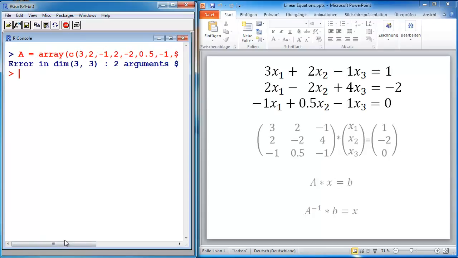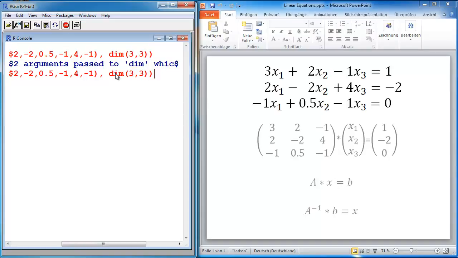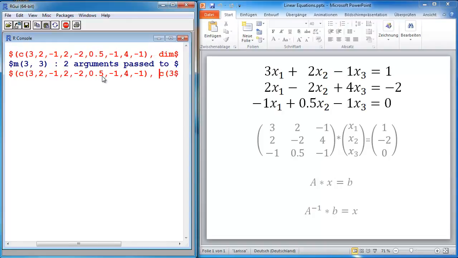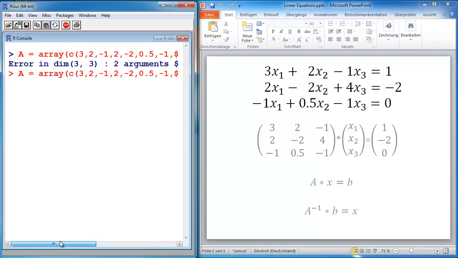What did I do wrong? Oh, this notation was wrong. It's dim equals to vector 3, 3, or you can just write it this way without dim. Both works. Okay, I show the matrix. It's like this. This is exactly this matrix.